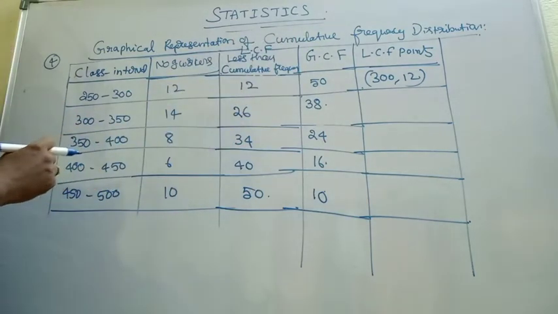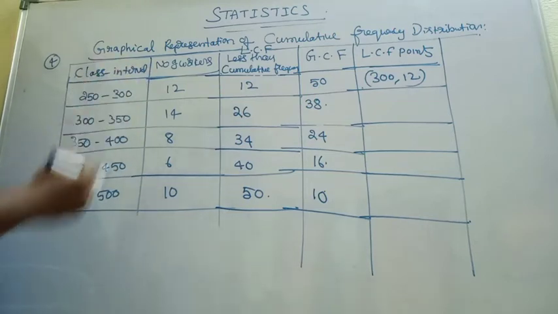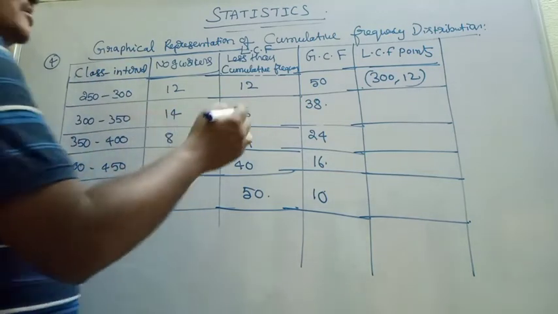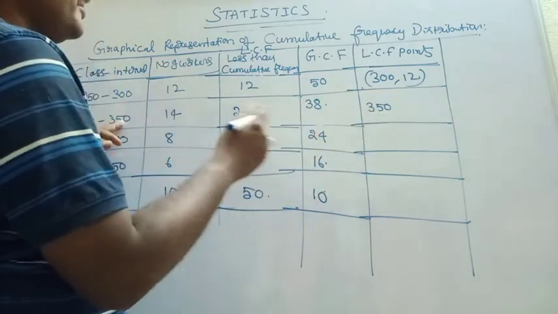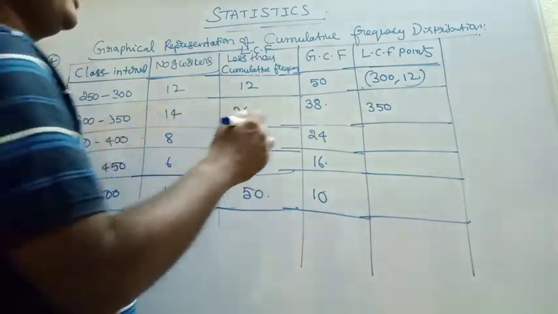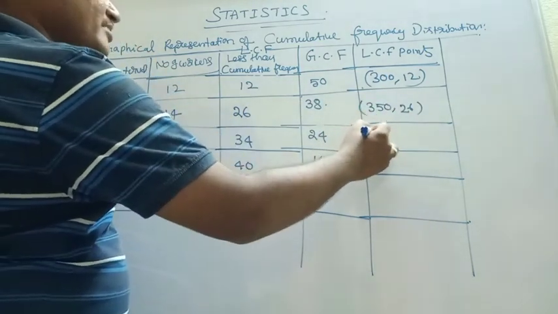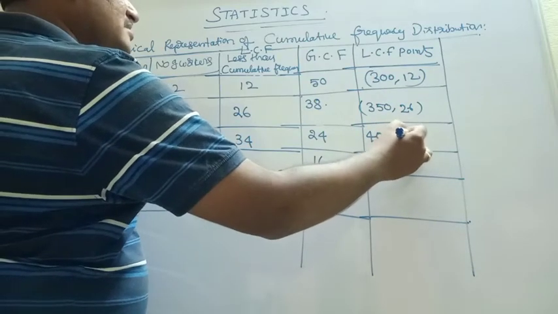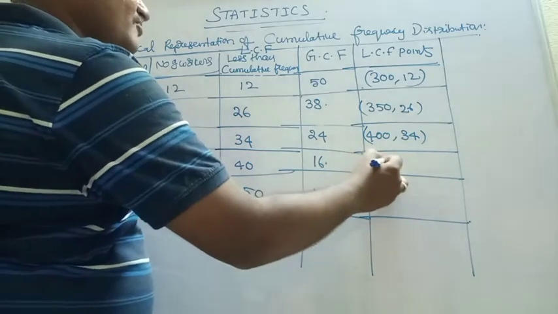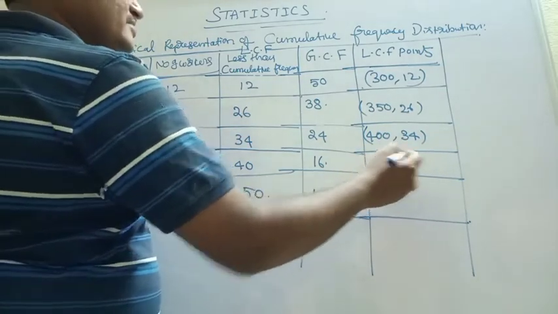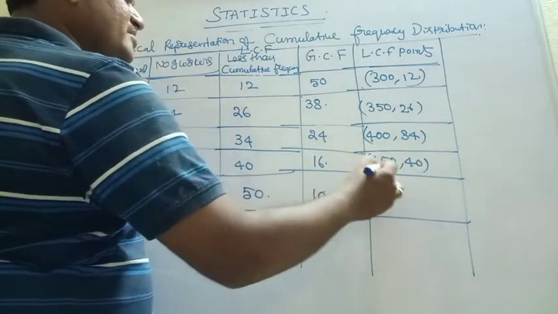Because while we were doing LCF, we calculated less than 300, less than 350, less than 400 like this. Another one is the upper boundary 350 with less than cumulative frequency, 350 comma 26. Next one is 400 comma 34. Next, 450 comma 40.